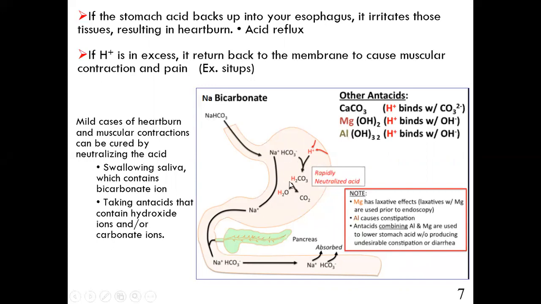The carbonate ion picks up some of the excess acid in our stomach and throughout the lining of our esophagus, and converts it to another form of an acid, which then ends up becoming CO2 gas. So if you swallow some saliva which contains some bicarbonate ion, it's as if you're taking some antacid, and thus you help to neutralize the acid entering into your esophagus.